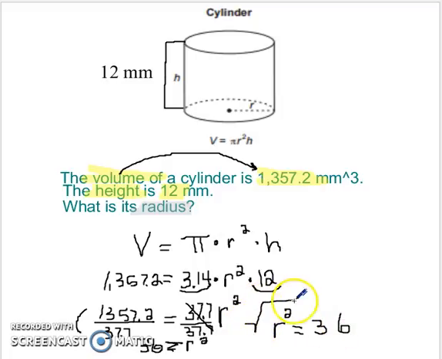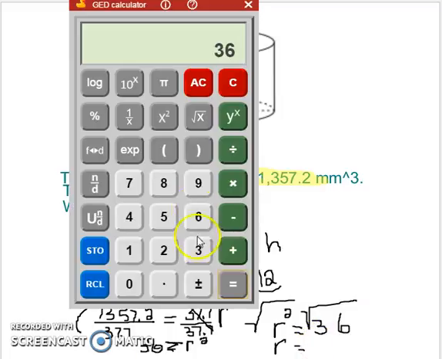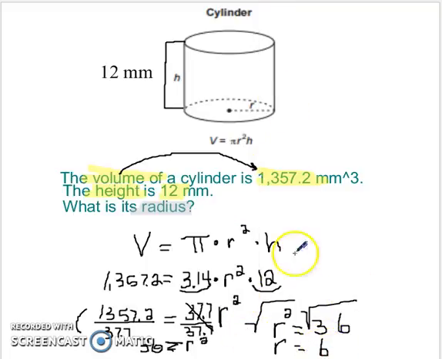So I need to take the square root of both sides. The square root of any squared number is just that. The square root of this on my calculator: 36, take the square root, is 6. So the radius of the cylinder is 6.